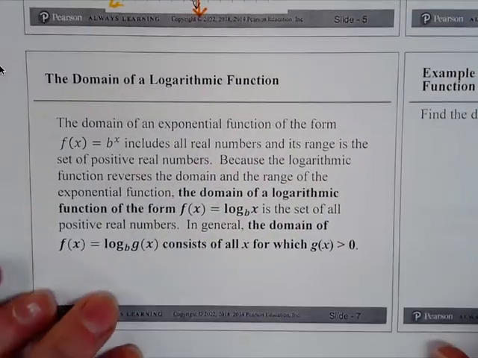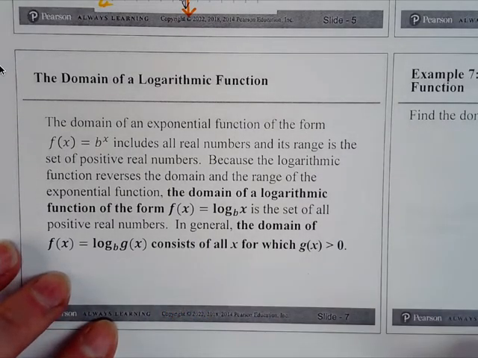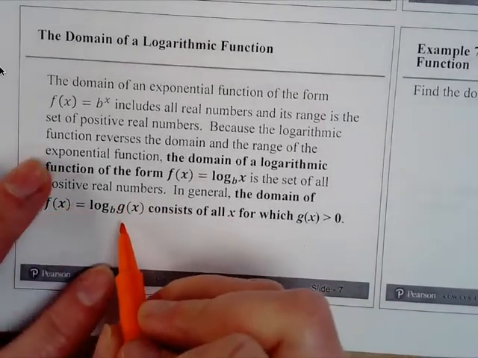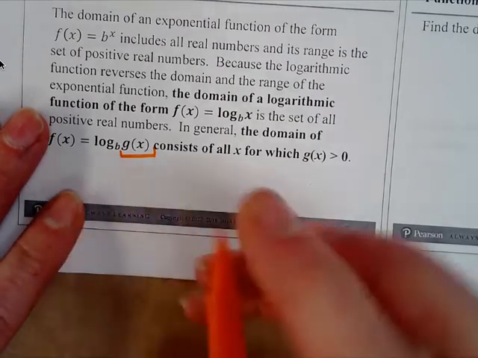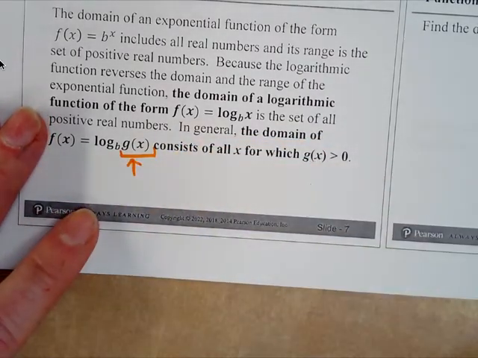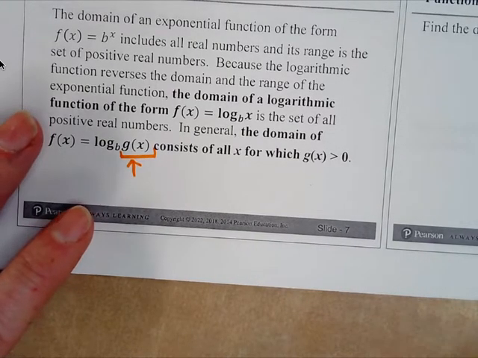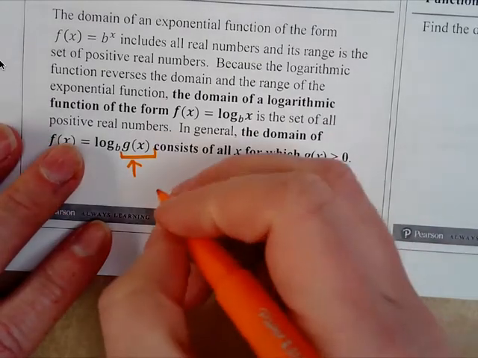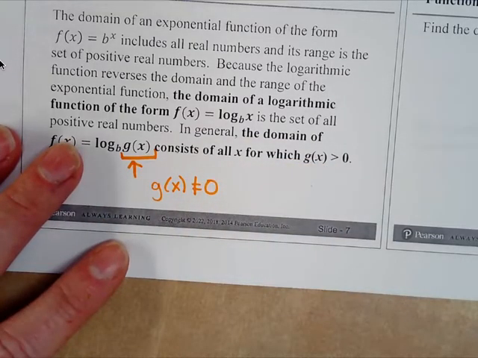Okay, so let's look at the domain of the function. The way that we find our domain is by looking at the value inside log base b of something. We want to find all the values that would make that equal to 0, and we want to exclude those. So this g of x cannot equal 0. This is how you can find what you're excluding, by setting it equal to 0 and listing out those numbers.